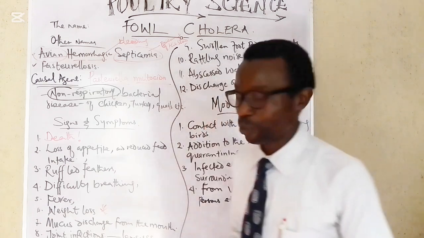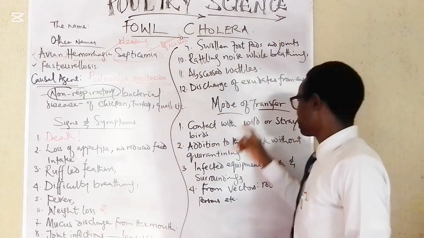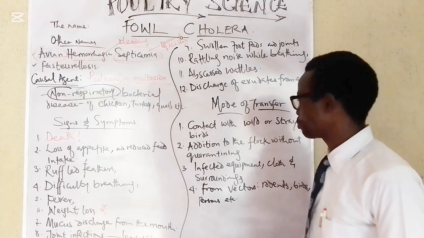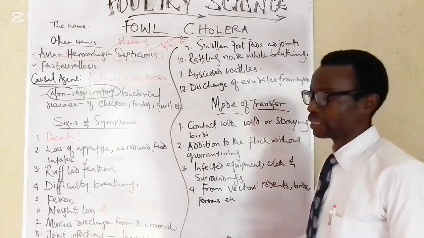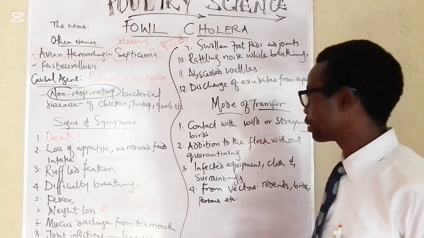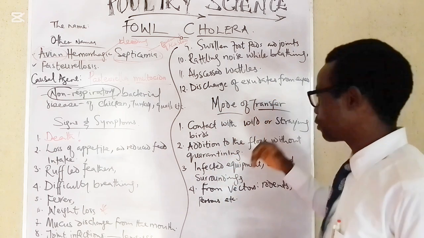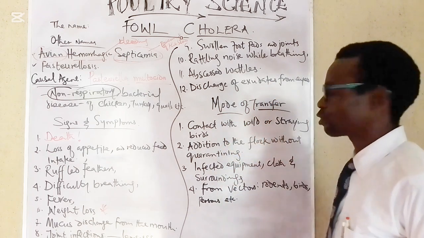Now, before we draw the curtain, let's go to the mode of transfer or mode of transmission. How does it move from one bird to another? And then, if not taken care of or managed properly, it goes to an entire flock. How? Contact with wild birds or stray birds.